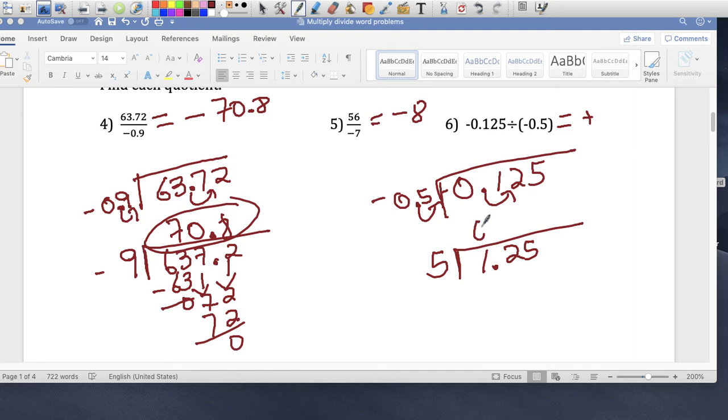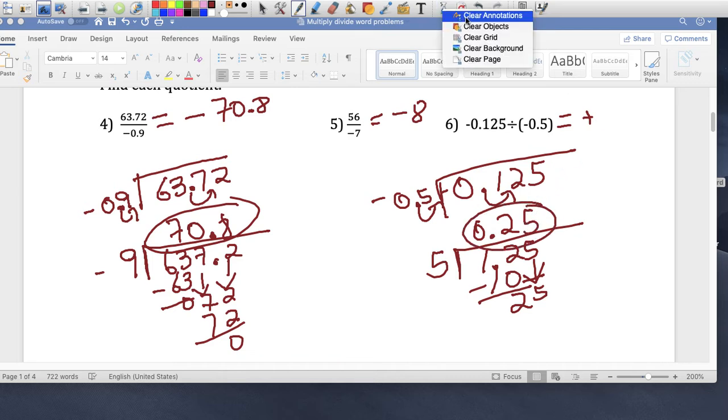5 goes into 1, nope, bring the decimal up. 5 goes into 12 2 times, which is 10. Subtract. And then bring the 5 down. And 5 goes into 25 5 times. Final answer, positive 0.25.